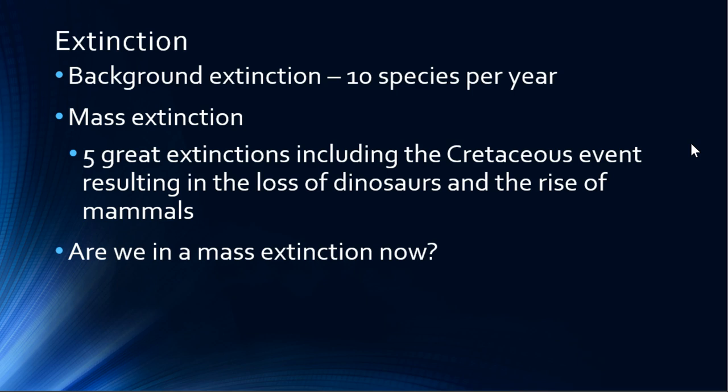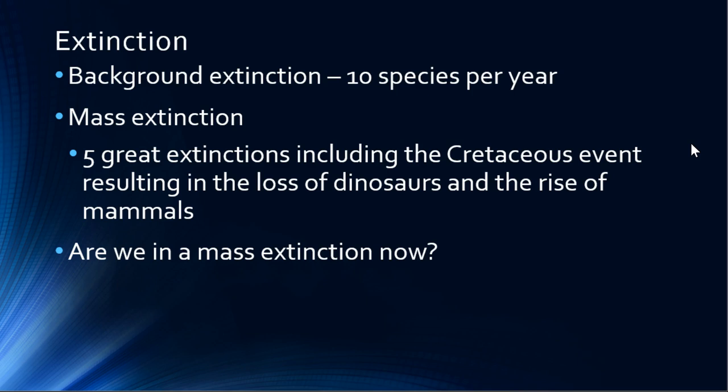Now, there have been 5 mass extinctions where you have lost the majority of species on the planet. This includes that Cretaceous event 65 million years ago that resulted in the loss of dinosaurs and the rise of mammals. So sometimes mass extinctions are good for some species, and they're bad for the ones that go extinct, like, oh, boo, dinosaurs, yay, mammals, right? So that's kind of exciting. The question that we want to ask in terms of this class is, are we in a mass extinction now?